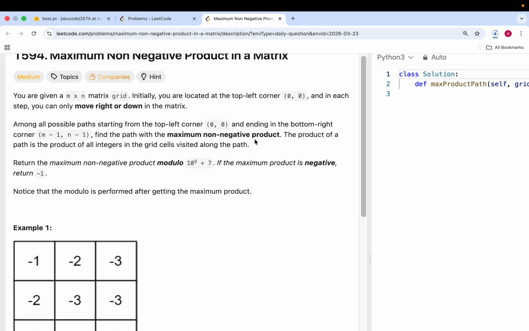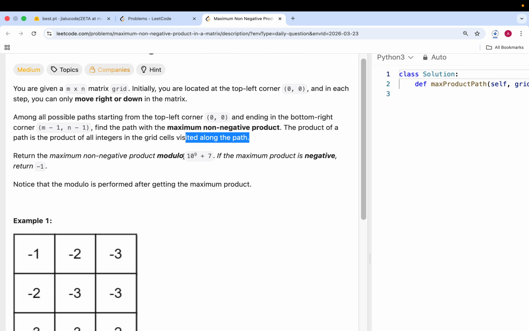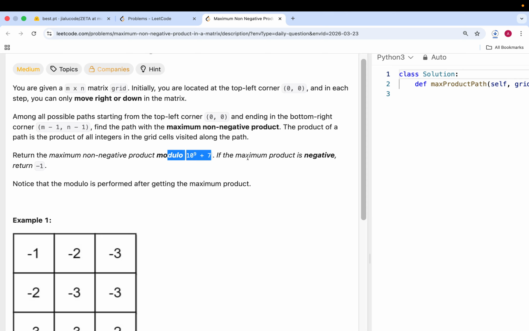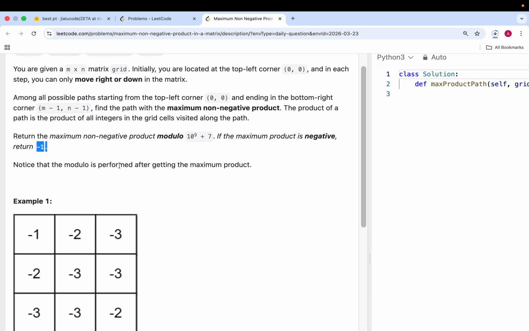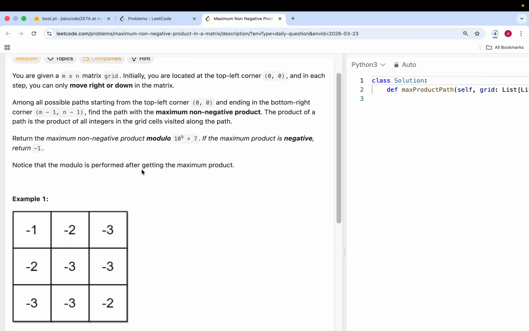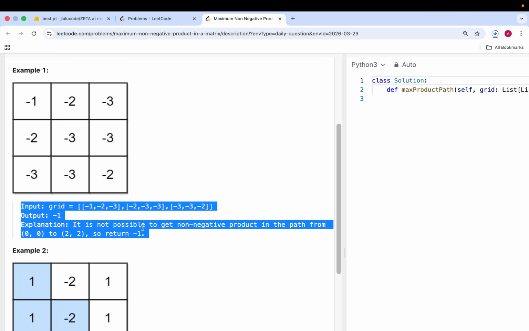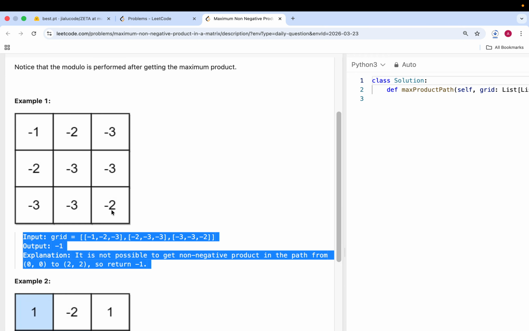The product of a path is the product of all integers, and then modulo. Return the maximum non-negative product mod of this. If the maximum product is negative, then return -1. So you do a maximum between the product you get and -1. Notice the modulo is performed after getting the maximum. It is not possible to get a non-negative product. Oh wow. Oh sure. Okay.